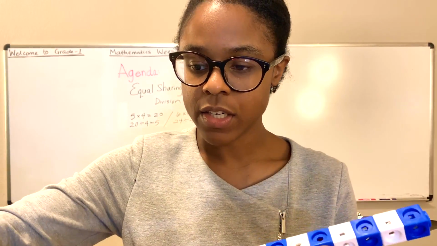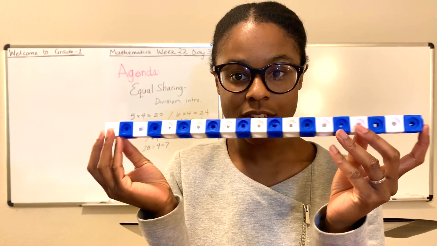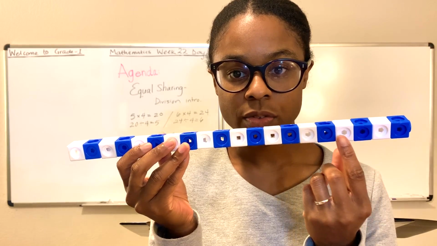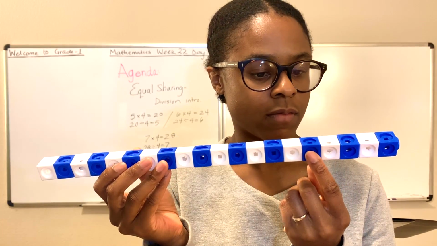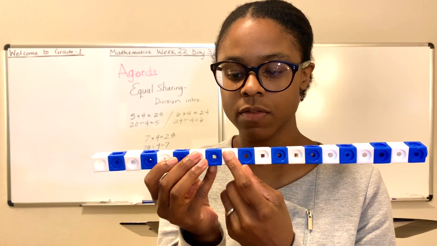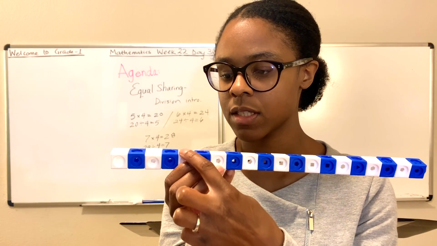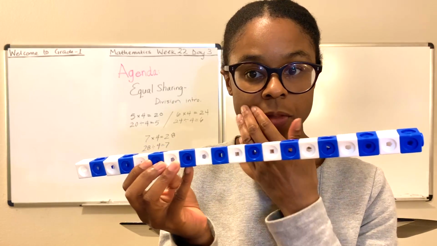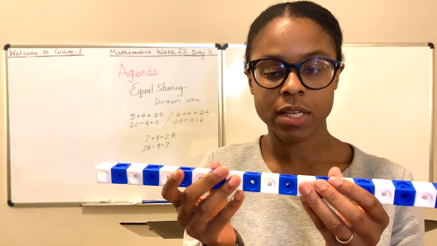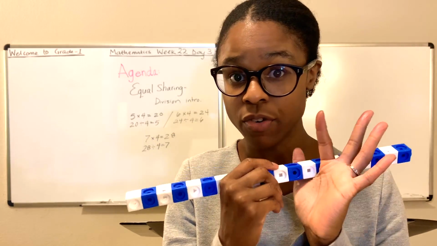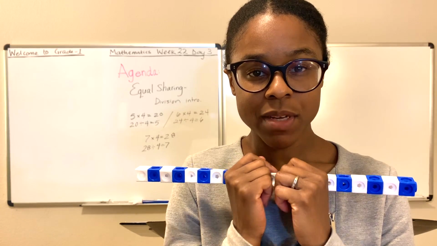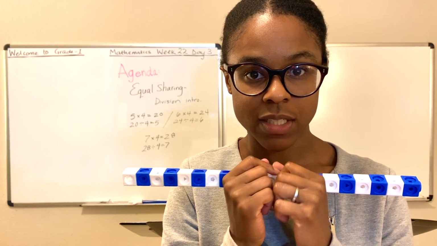If I have 20 cubes linked together, 1, 2, 3, 4, 5, 6, 7, 8, 9, 10, 11, 12, 13, 14, 15, 16, 17, 18, 19, 20. Here we have 20 cubes. If I take these 20 cubes and divide them between 4 friends this time, how many cubes is each person going to get?